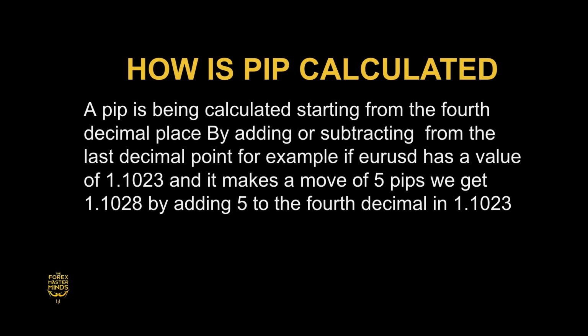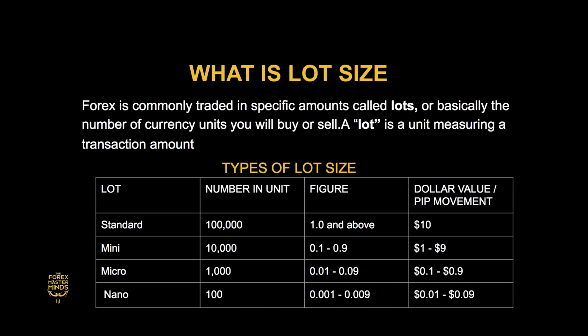We're gonna be adding or subtracting from the last decimal point. This is simple mathematics, addition and subtraction. I'm not going to be going deep into this. On to the next. What is lot size?